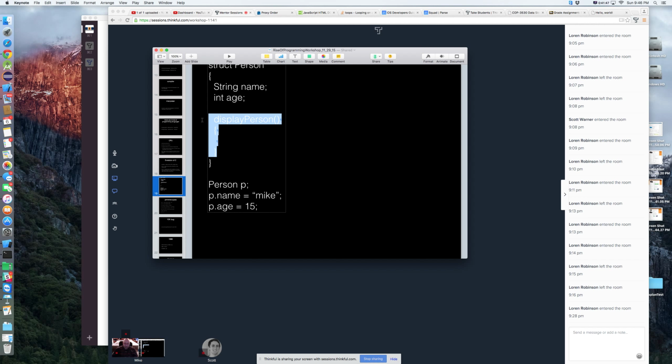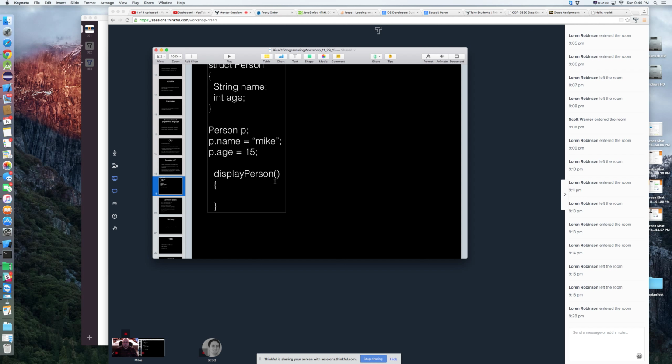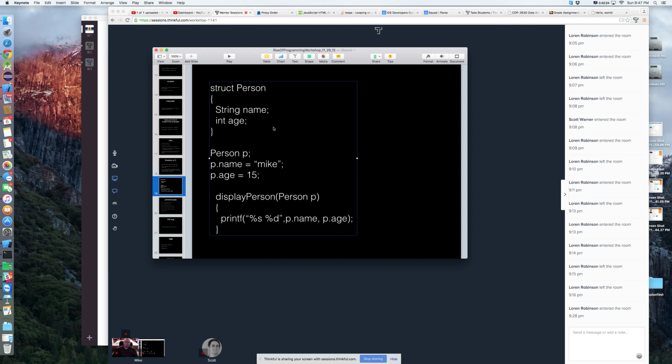Instead, what we would have to do is take that function and write it externally to this. So maybe display person took in a person p as a parameter, and back then it would have been printf. So we say %s, %d, p.name, p.age, something like that. All right, and that would print out that information, but we would have to provide it with the struct, first of all, but also the function would have lived outside of the structure itself. So we kind of had wires laying all over the place, if you will.